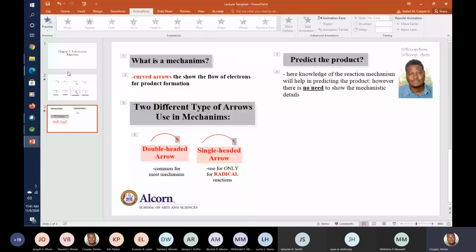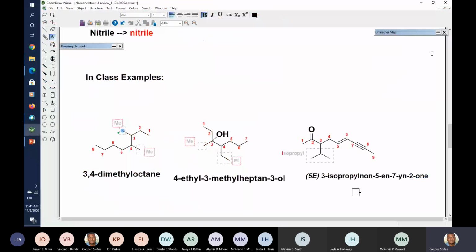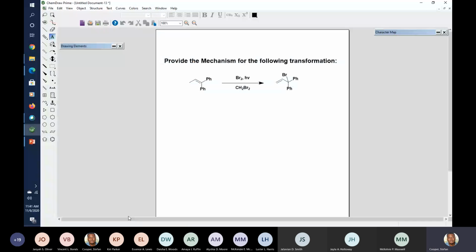So let me go live and let's go ahead and draw the mechanism for the reaction that I asked you guys for today. Where is it? Give me one sec. This mechanism here. So I asked for this mechanism. Let's go ahead and break this down. I wanted to do this live.